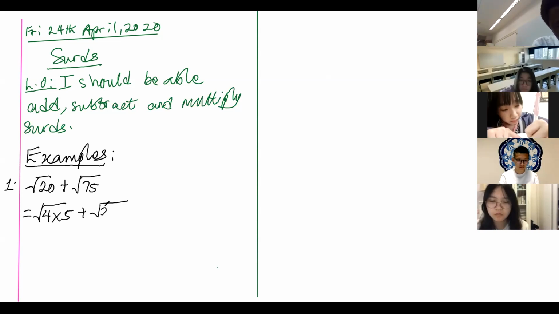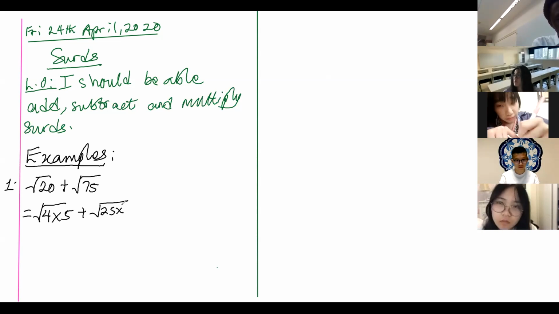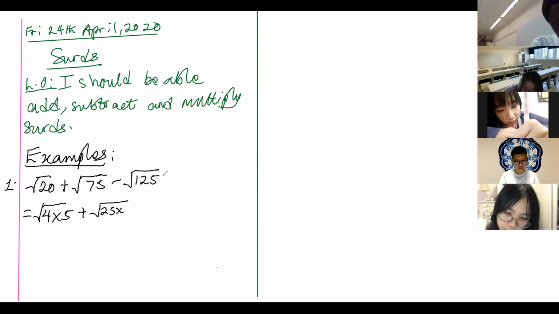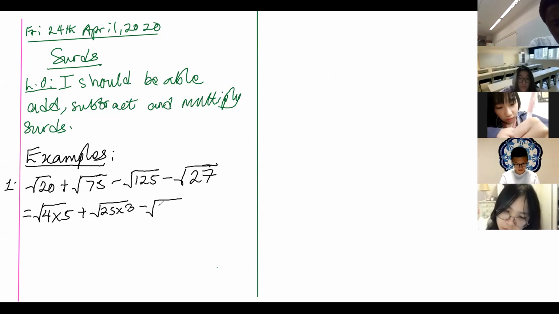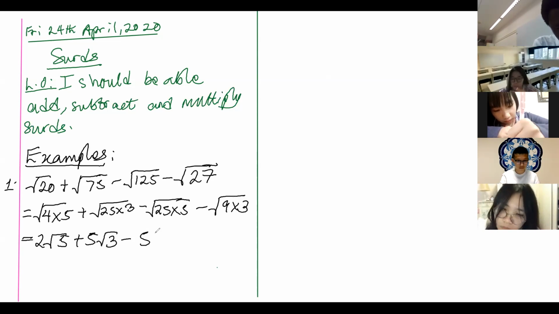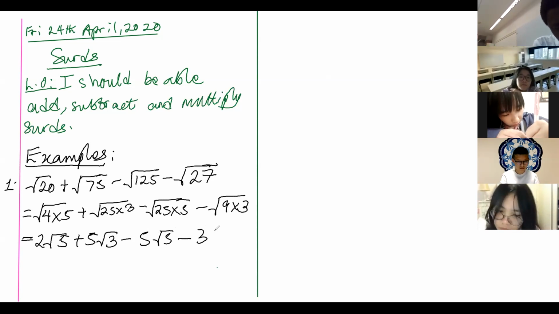Root 75 will be root 25 times, this is root 125, not 75. Okay, let's leave it as root 75. Then let's say minus root 125 minus root 27. Okay, let's extend it. So this is 25 times 3. That's 25 times 5. And that is 9 times 3. So that will be 2 root 5, 5 root 3, 5 root 5, 3 root 3.